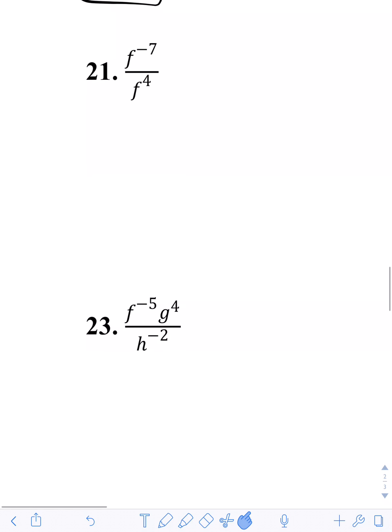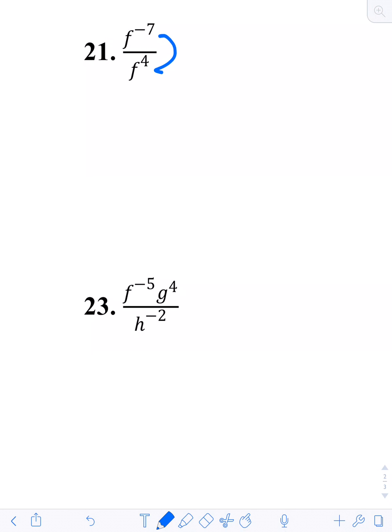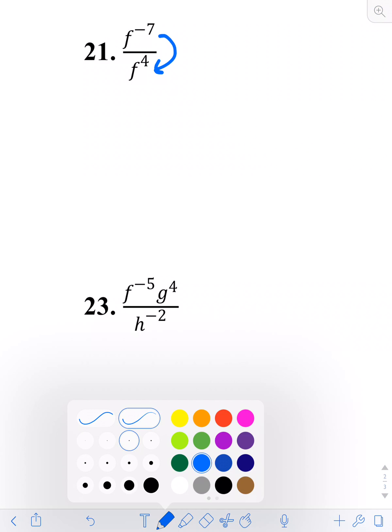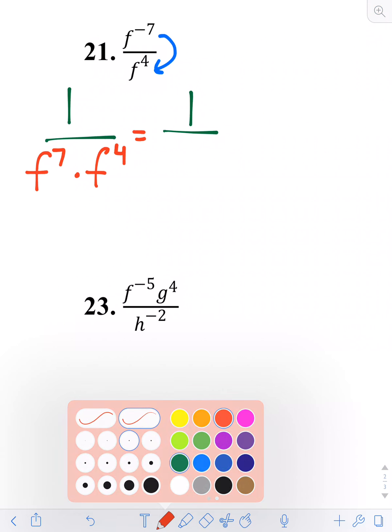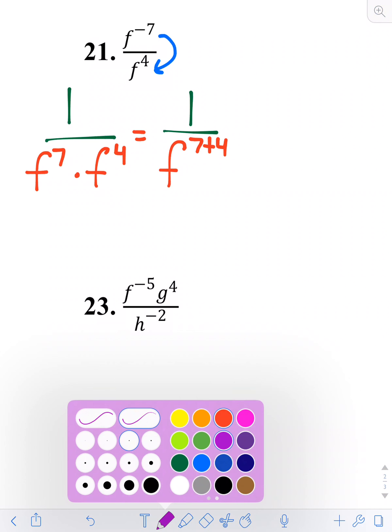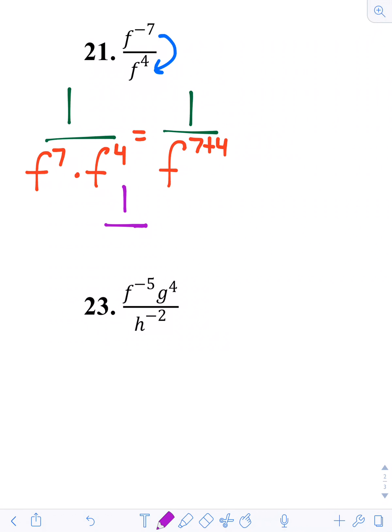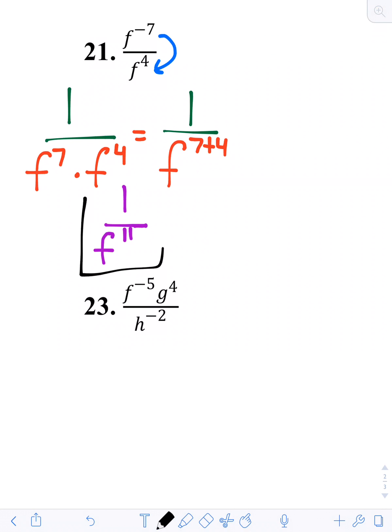All right, number 21. So again, I have this negative exponent that needs to go to the bottom. So don't forget, though, you still have a 1 on top. On the bottom, I have f to the power of 7 times f to the power of 4. So we still have the 1 on top. Down on the bottom, we have f to the 7 plus 4. So your final answer here is 1 over f to the power of 11. And that's our final answer.